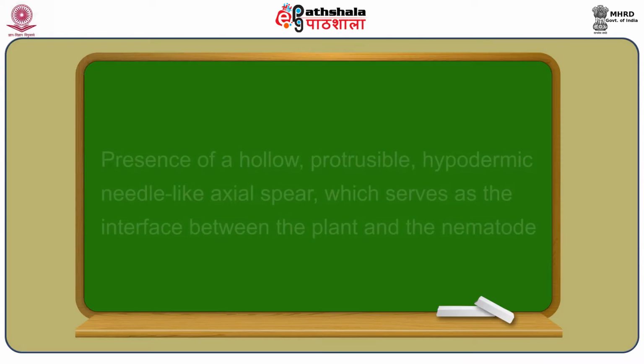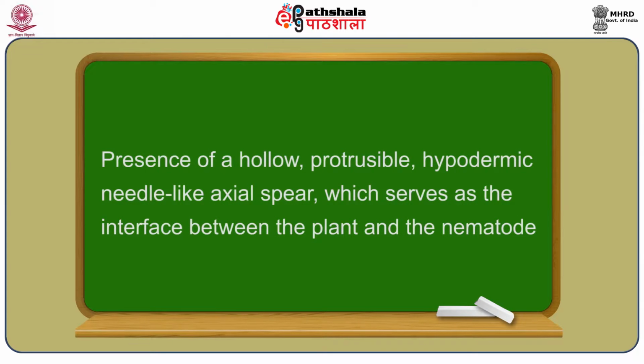Evolutionary adaptation to plant parasitism led to some striking morphological changes. Because of this, plant parasitic nematodes show huge biodiversity. Almost all plant parasitic nematodes possess a hollow, protrusible hypodermic needle-like axial sphere, which serves as the interface between the plant and the nematode. Now, what are the adaptations to plant parasitism?